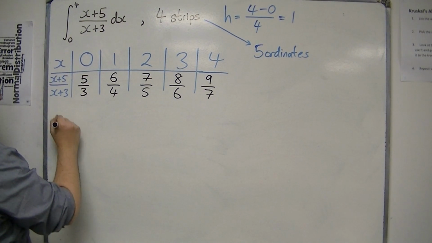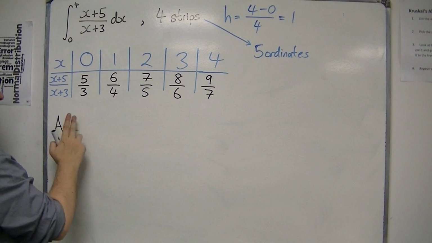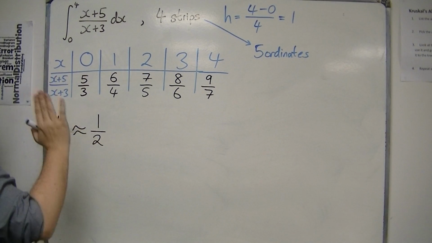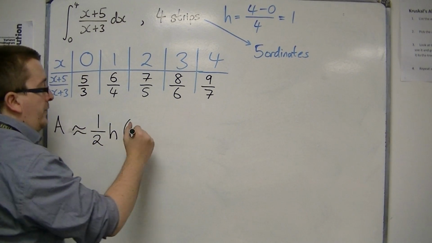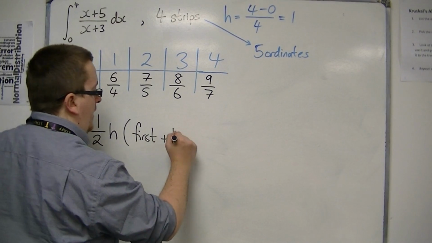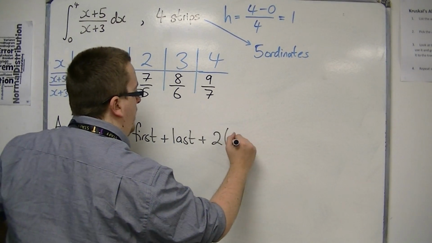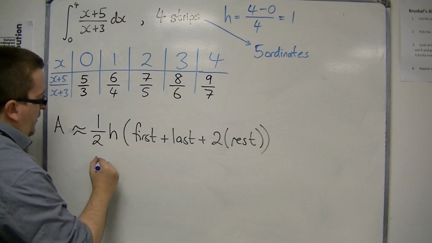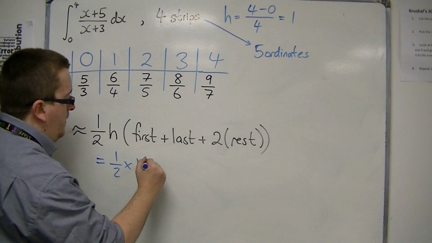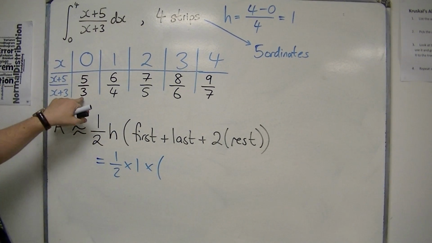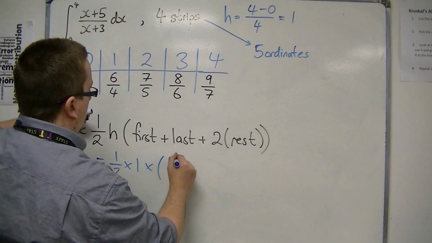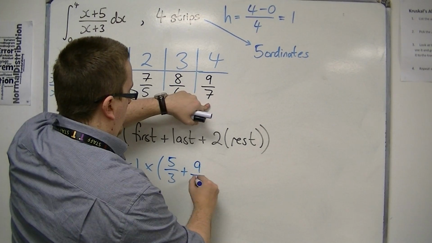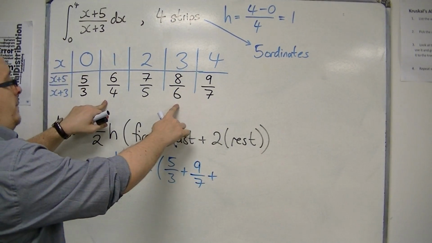So this area is approximately equal to 1/2 times h times the first plus the last plus 2 times the rest. So this is 1/2 times h, which is 1, times the first, which is the 5/3, plus the last, which is the 9/7, plus 2 times the sum of the rest.